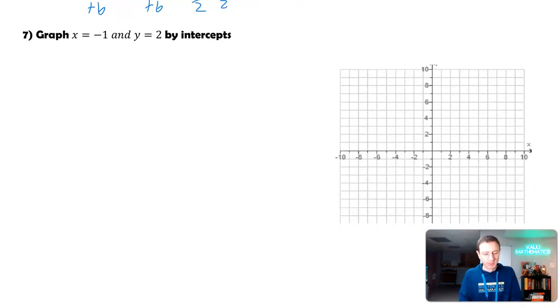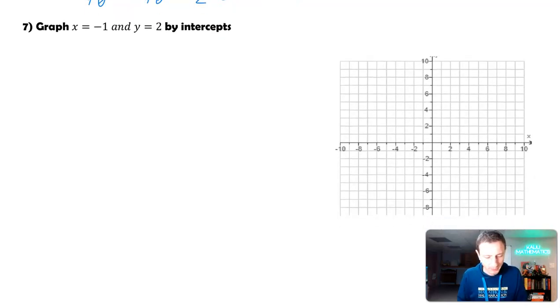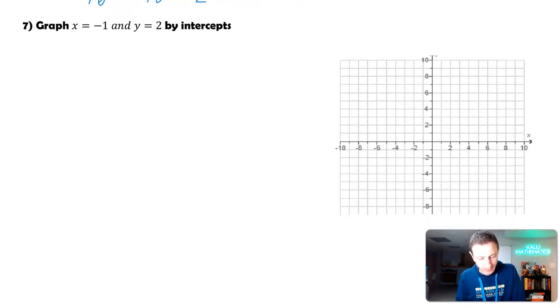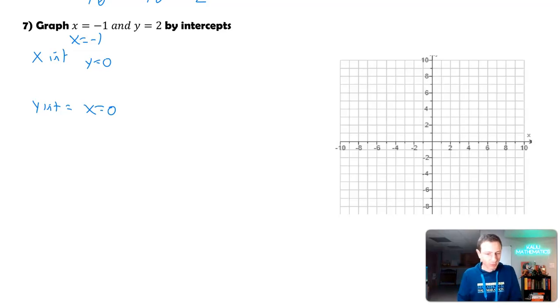Last one. Graph x equals negative 1, y equals 2 by the intercepts. So for the x-intercept here, let's do x equals negative 1 first. Let's just talk about that. So the x-intercept is when we set y equal to 0. The y-intercept is when we set x equal to 0. And after you do these problems enough, you start to just understand what's going to happen with a graph like x equals negative 1 and y equals 2.